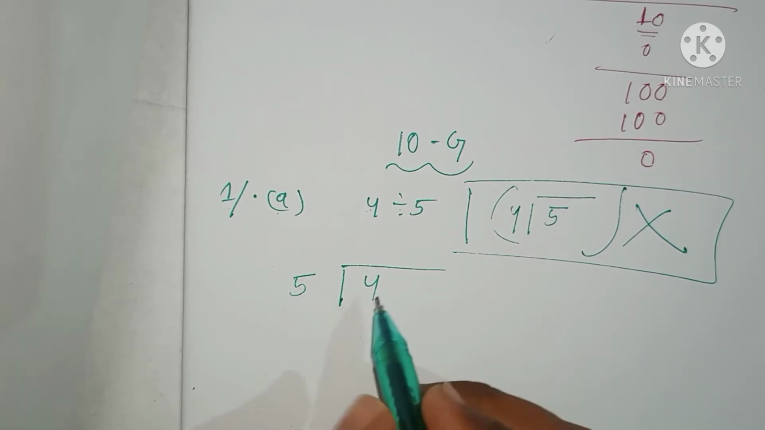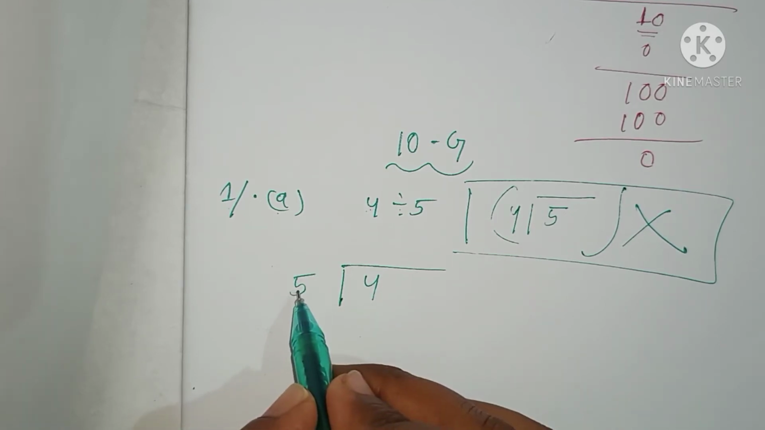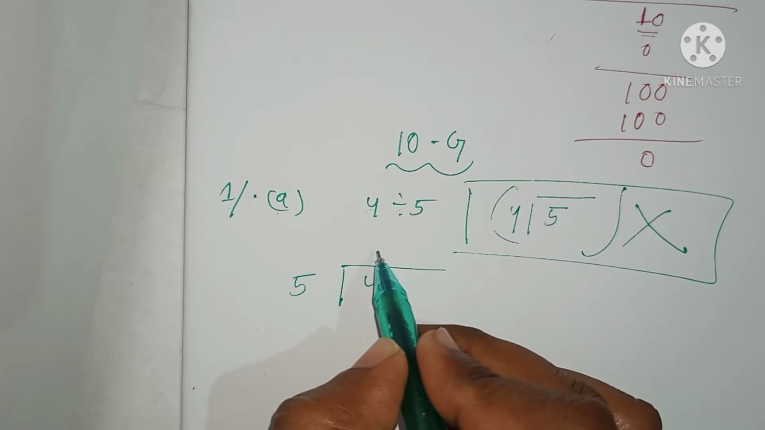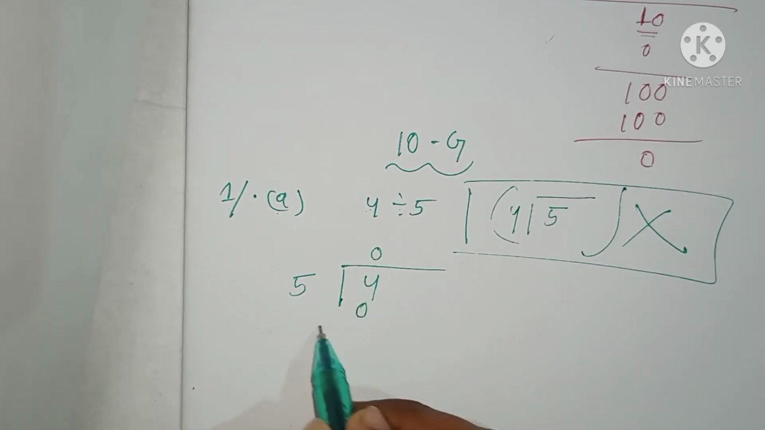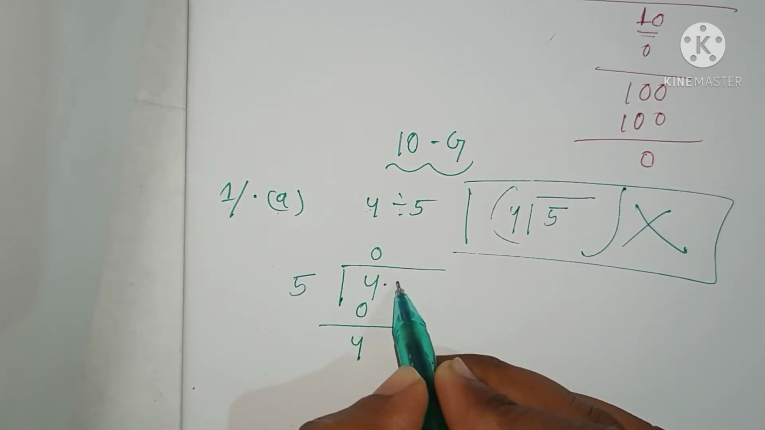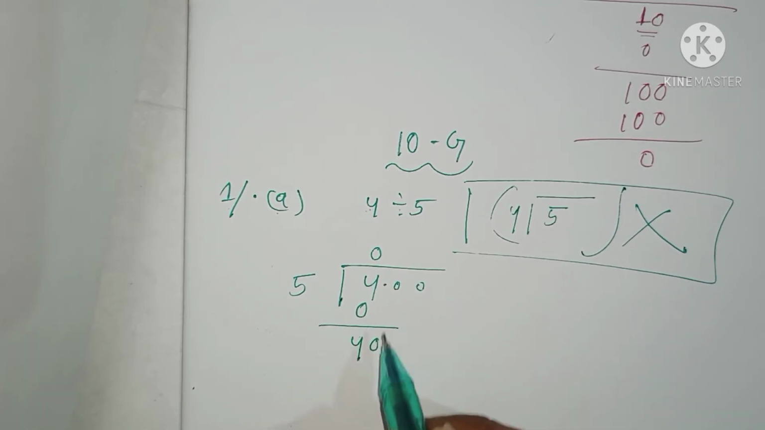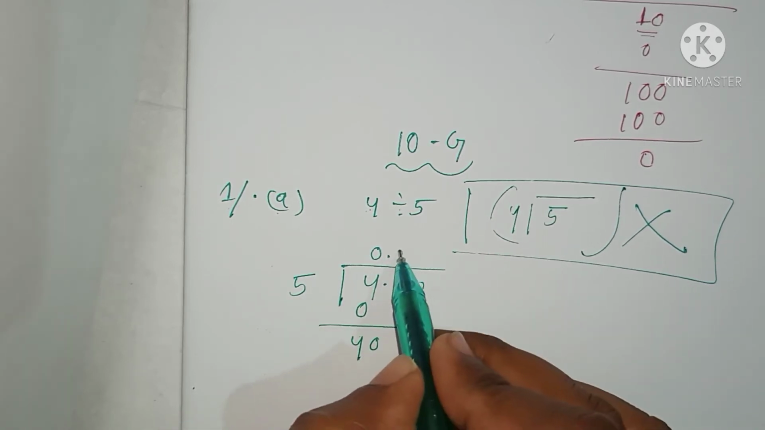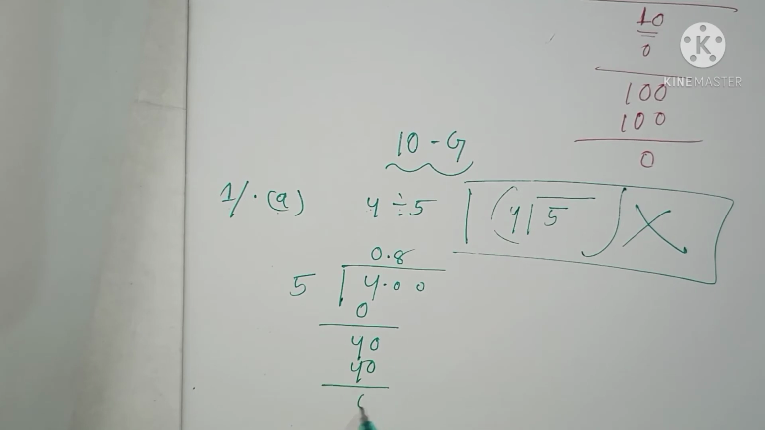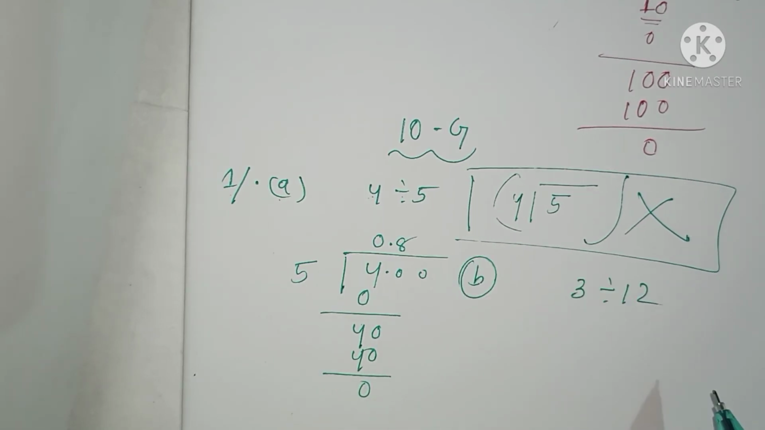Here the dividend is smaller but the divisor is greater. At that time you put 0 here. 5 zeros are 0, then 4. Many more zeros are present, so bring down one 0, then put a point here. 5 eights are 40. So the answer is 0.8. Clear?